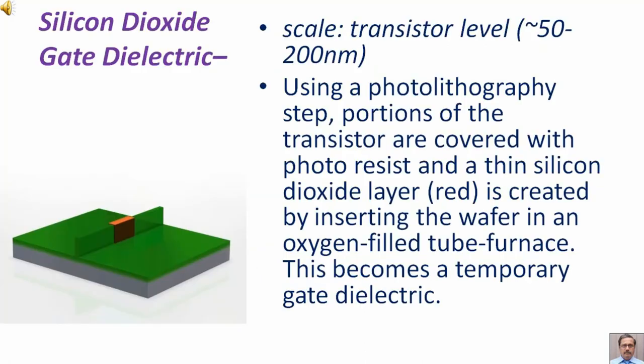Temporary gate formation. Silicon dioxide gate dielectric. Using a photolithography step, portions of the transistor are covered with photoresist and a thin silicon dioxide layer, that is red in color, is created by inserting the wafer in an oxygen-filled tube furnace. This becomes a temporary gate dielectric.